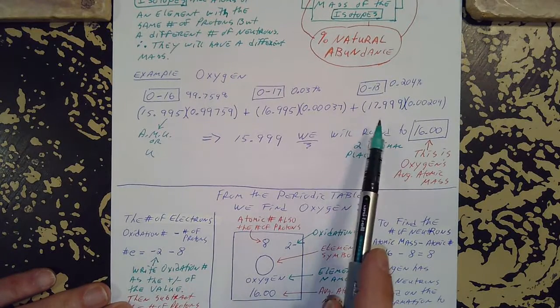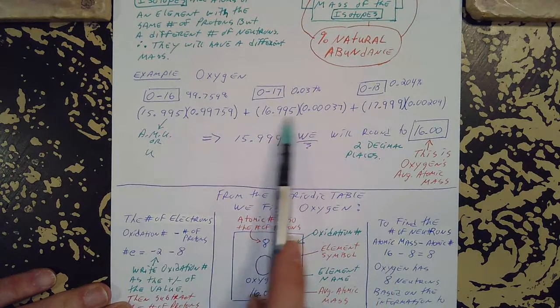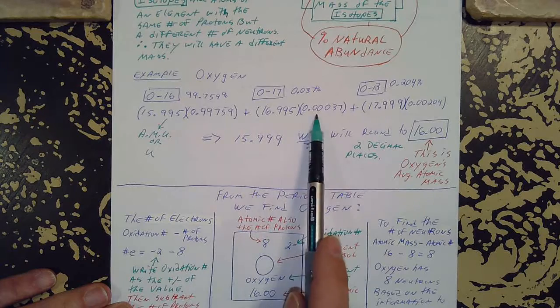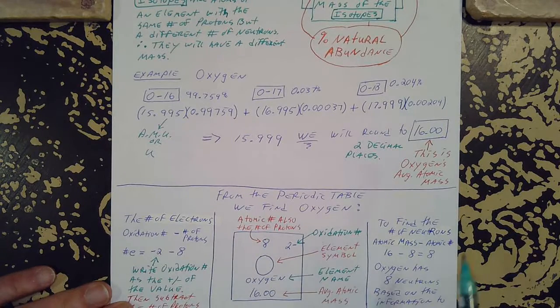On a test or quiz, you would have this information, right? I would have to give you these masses and the percent abundances. You would just have to be able to carry out this calculation.